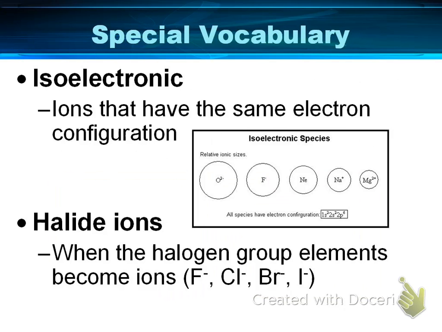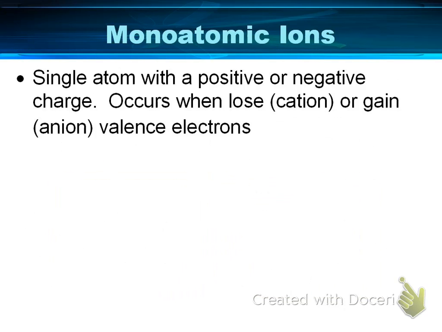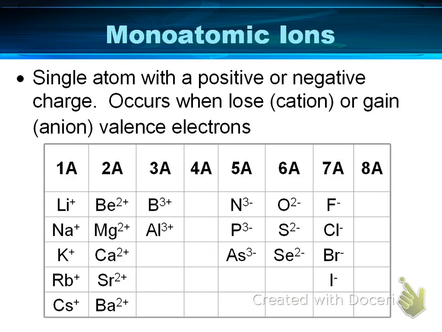So, monoatomic ions. A single atom with a positive or negative charge occurs when you lose valence electrons. Okay? So we're going to talk really quickly about these guys. Okay? So here they are. Right now, I would like all of you to go ahead and take out your periodic table if you have it. If not, look on with someone next to you, but you should always have that. Take out your periodic table and flip it over on the back side. I can give them one here. Okay. There it is up there.